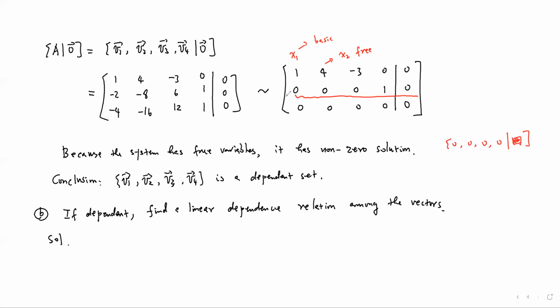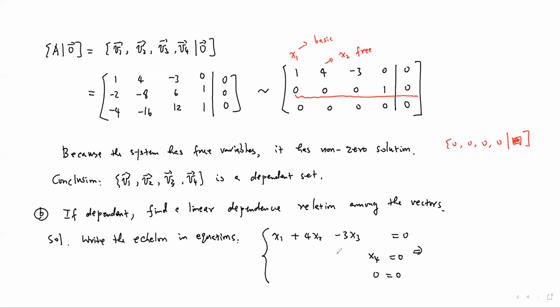Now this is the reduced echelon form. I write the echelon form in equations. First row is x1 plus 4x2 minus 3x3 is 0. Second row is x4 is 0. The last row, 0 is 0.